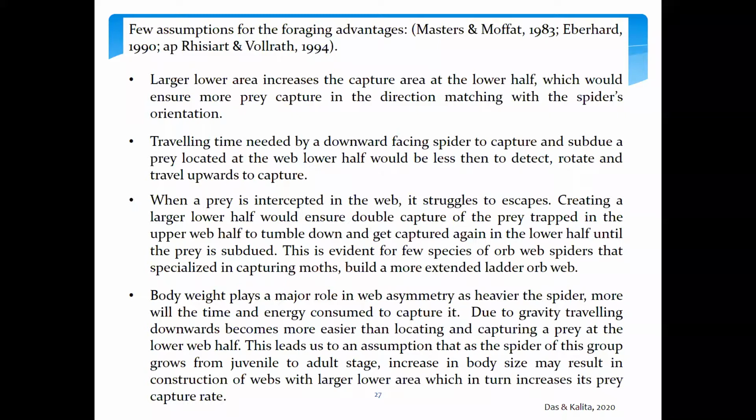Body weight also plays a major role. Due to gravity, traveling downwards becomes easier than locating and capturing the prey at the upper half. So this leads us to an assumption that as the spiders of this group grow from juveniles to the adult stage, they increase in body size, and this may result in construction of webs which are larger in lower area. And in turn, this may increase the prey capture rates.